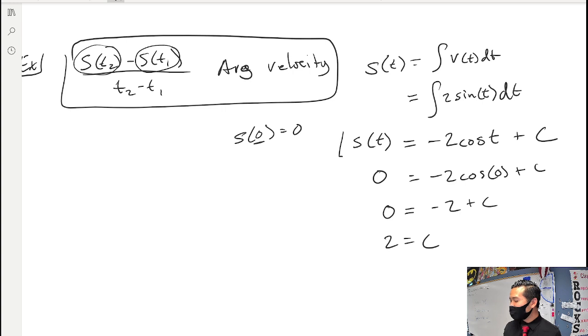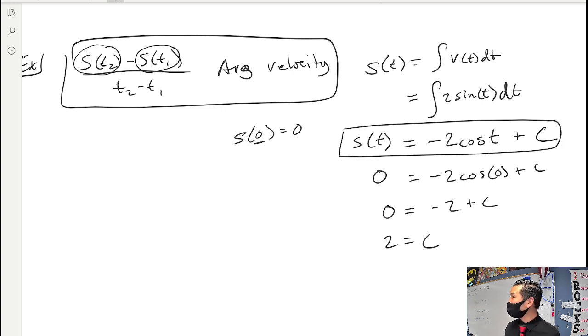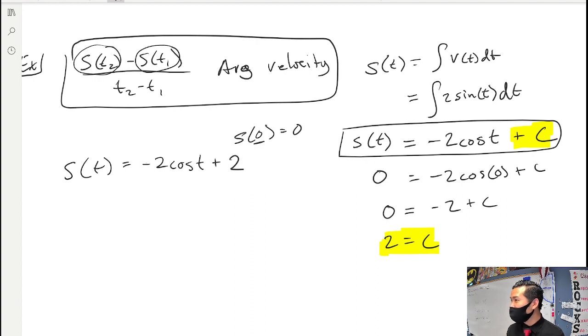So here's the thing. I did the integral and it gave me a position function. And then they had an initial condition which helped me find out what my c should be equal to. So what is my position function equal to? S of t is equal to negative 2 cosine of t plus 2. Plus 2 is the c. Yes, you are correct. We're still not done though, are we? We just found the position function.